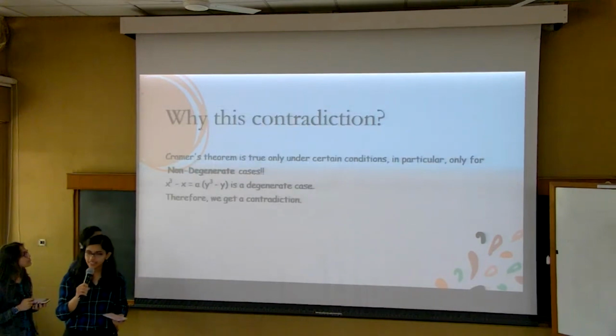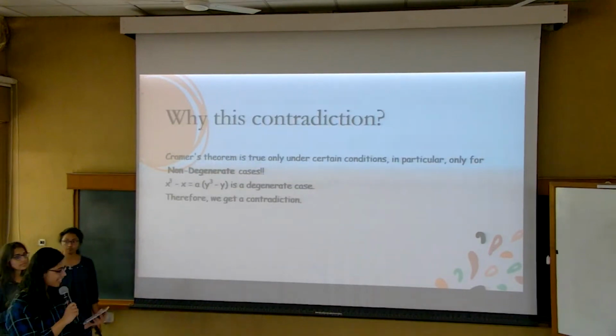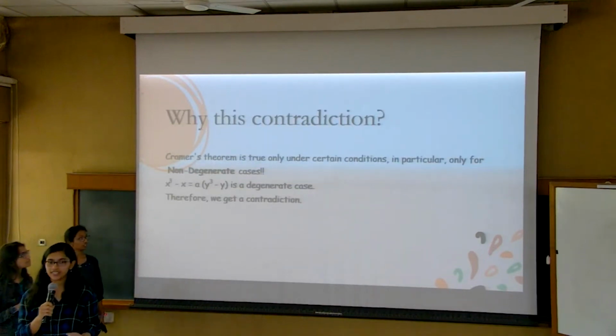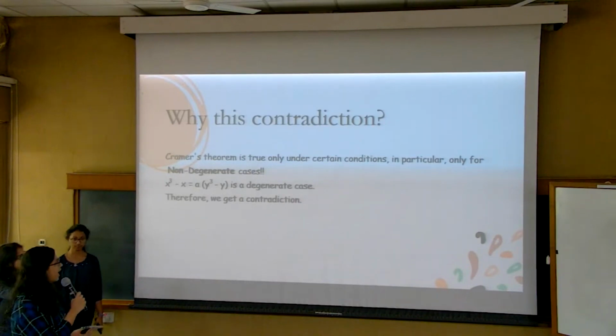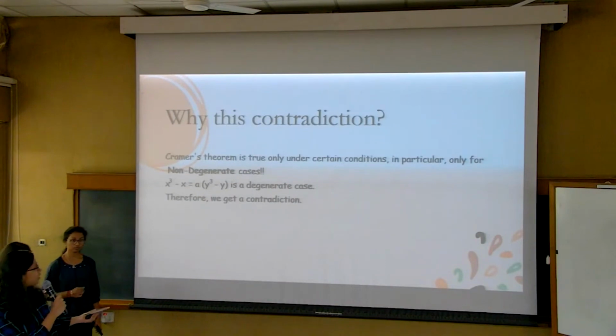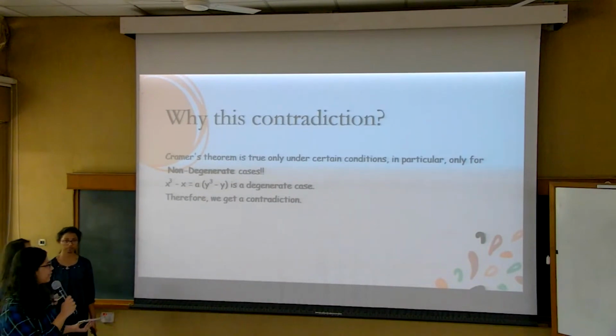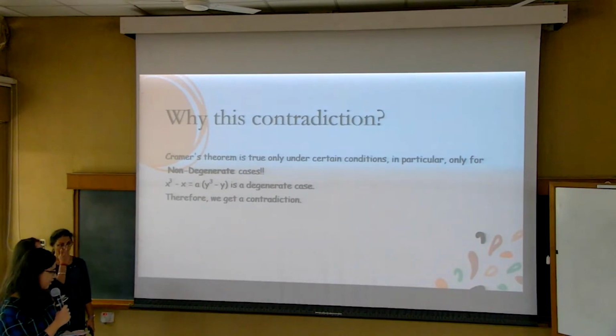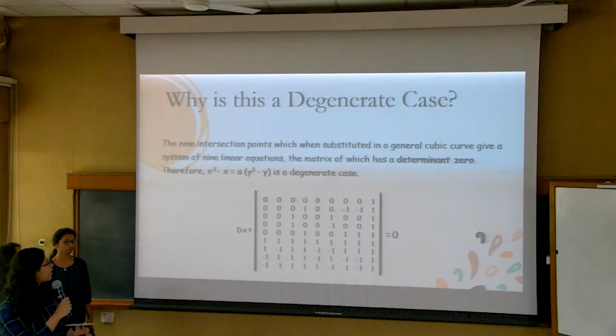Now let's talk about why this is a paradox, like Sushil asked. Thing is, Cramer's theorem is true only under certain conditions, as the statement goes. In particular, only for non-degenerate cases. x cubed minus x is equal to a y cubed minus y, being a parametric curve, is a degenerate case. Therefore, we come to a contradiction.